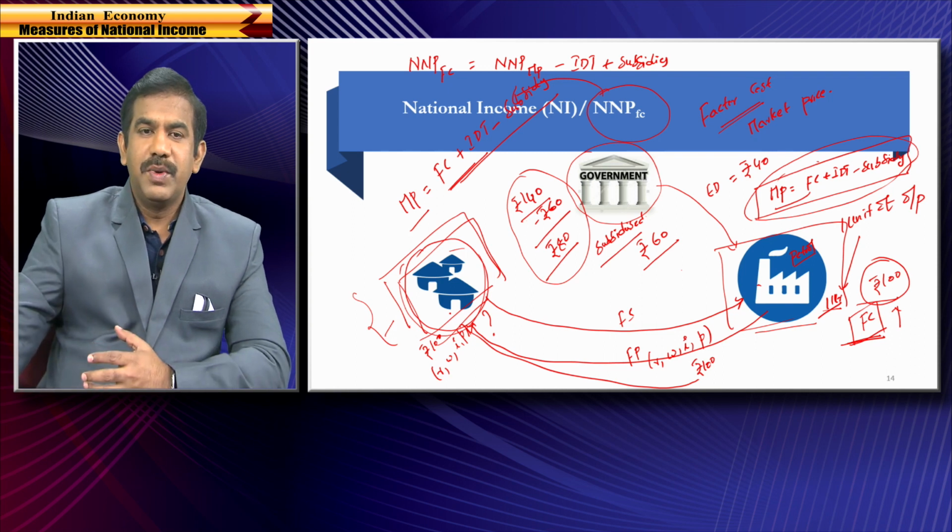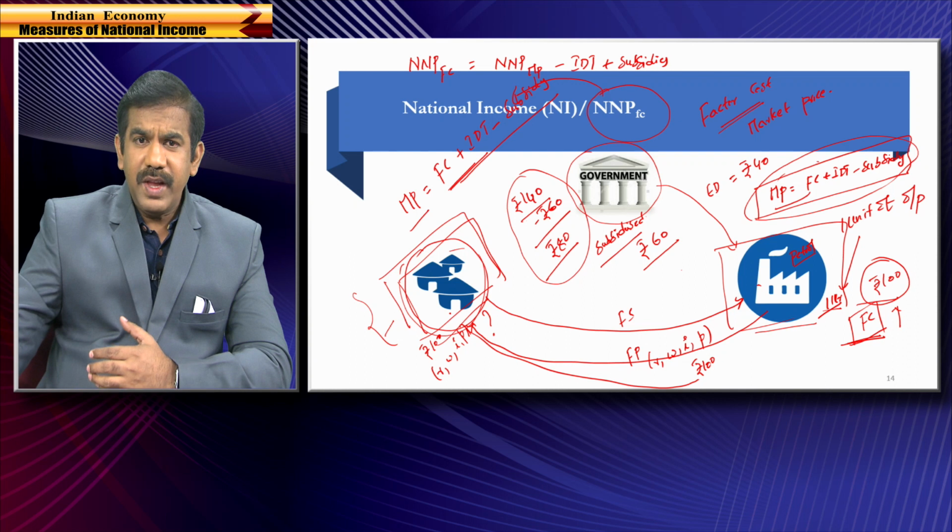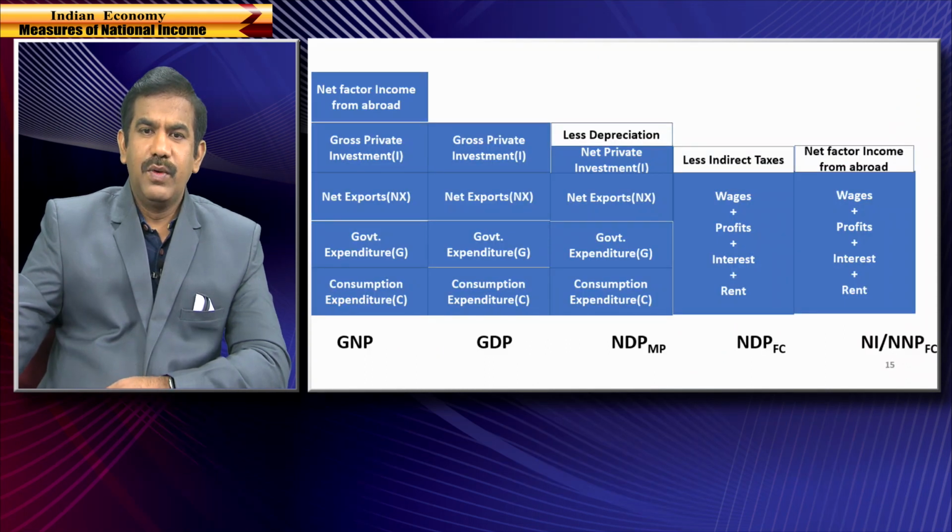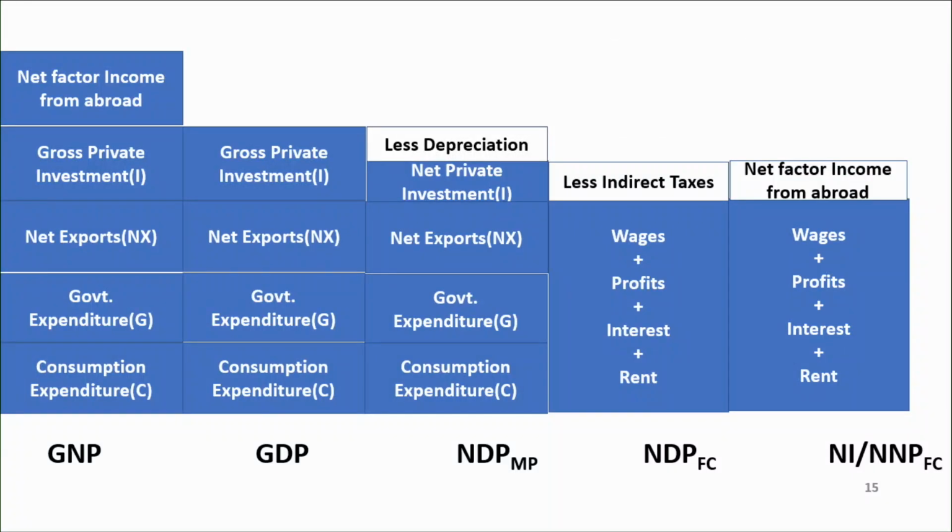So we have seen GDP, GNP, NDP, NNP, national income. And I happen to comprehend everything in this simple picture. So starting from GDP, what does GDP correspond to? Consumption expenditure of the households, government expenditure, investment expenditure, net exports. To this, you add net factor income from abroad, what you get is a GNP. So to GDP, we are adding the net factor income from abroad.